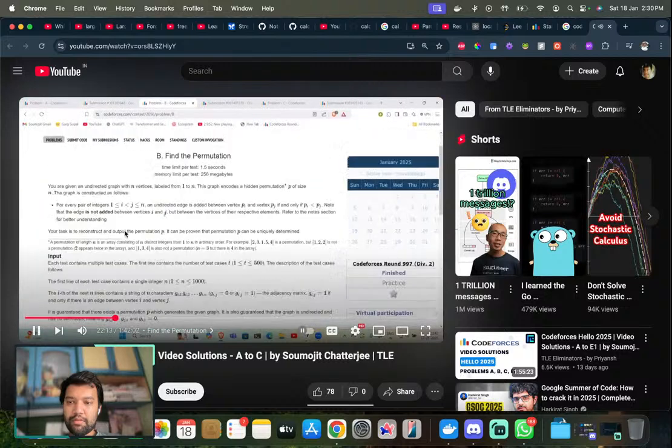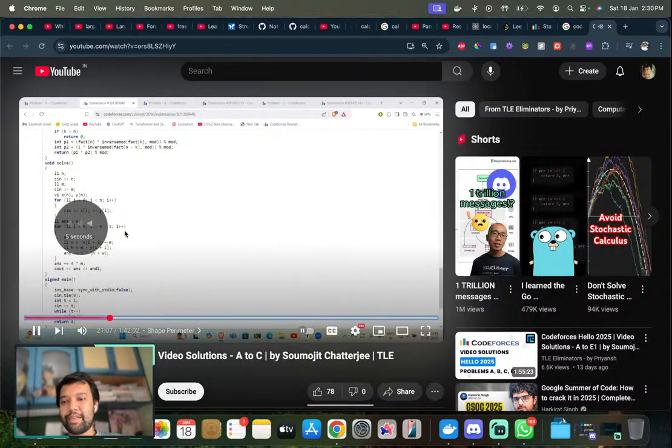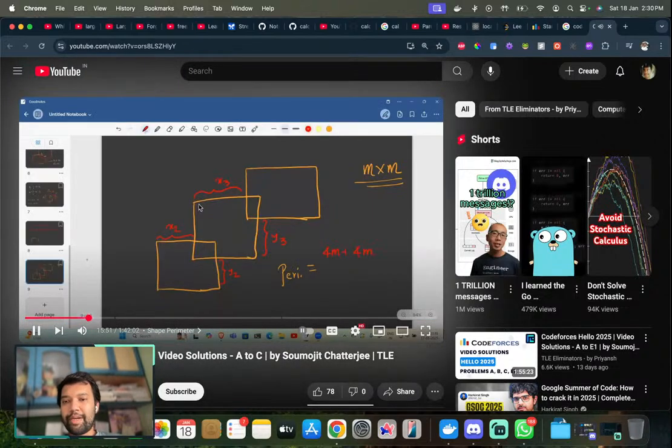Okay, so let me read this problem. Size n. The graph is constant. Yeah, so I did it very similarly, 4m. That basically adds the perimeter of that square plus 4m. But I did it like this would be x2 and this also would be x2. This is y2 and this also is y2. So I made the answer 4 into m. At the starting, I took the answer as 4 into m, which counts this, this, this, and this.